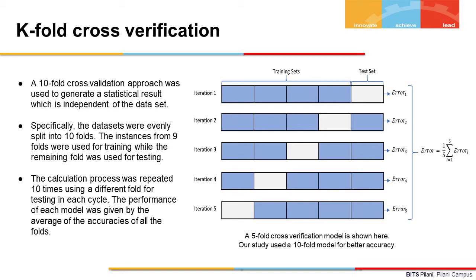For this study, k equal to 10 has been used. Thereby, it is called 10-fold cross-validation. The instances from 9 folds were used for training, while the remaining fold was used for testing.